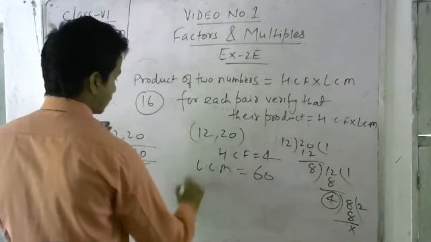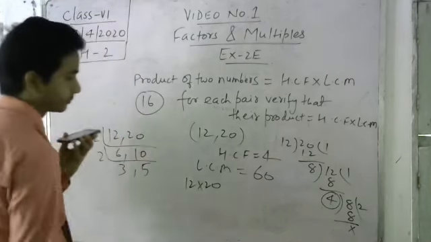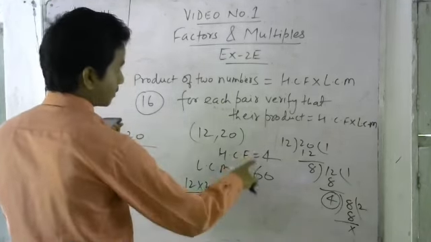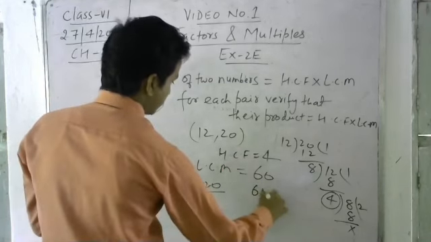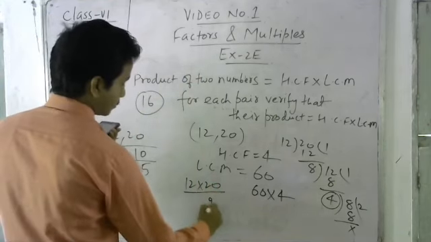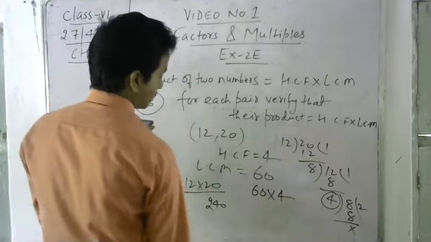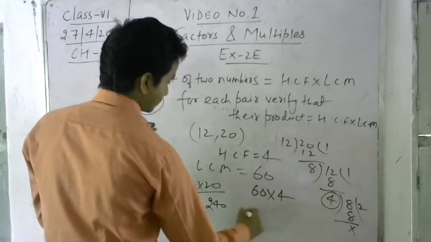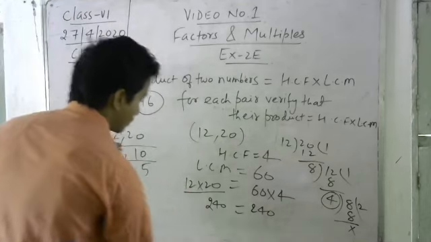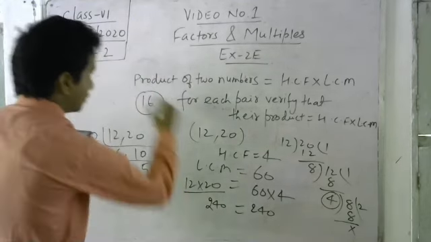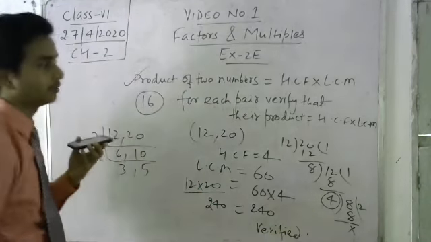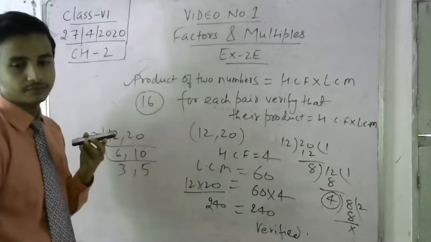Now what will be the product of the numbers? The product of these two numbers is 12 into 20. And what is the product of HCF into LCM? 60 into 4. So the product of the two numbers is 240, and the product of HCF into LCM is also 240. So these are equal. So when you get both of these equal, this is hence verified. This is what you have to do in such type of question.